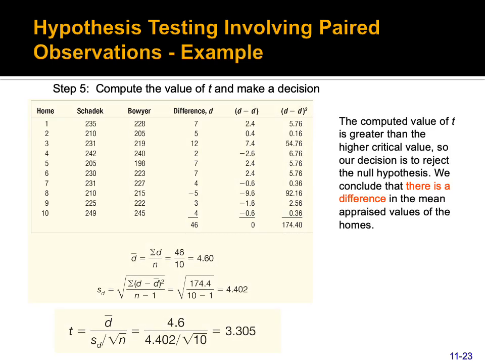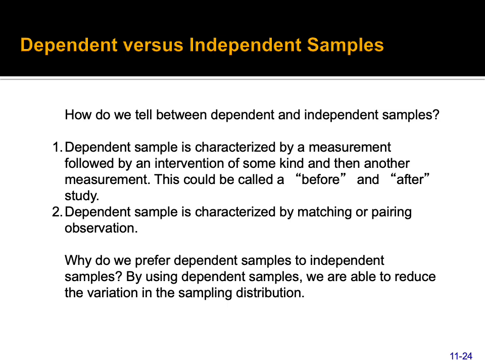Okay, so in this case, we found that there is a difference between the mean of appraised homes by each of the different companies. One last component here is when we're thinking about dependent versus independent samples, how do we know? Well, the dependent sample is characterized by a measurement followed by an intervention of some kind and then another measurement. This could be a before and after. Dependent sample is characterized by matching or pairing observations. So why do we prefer dependent samples to independent samples? Well, by using dependent samples, we are able to reduce the variation in the sampling distribution.